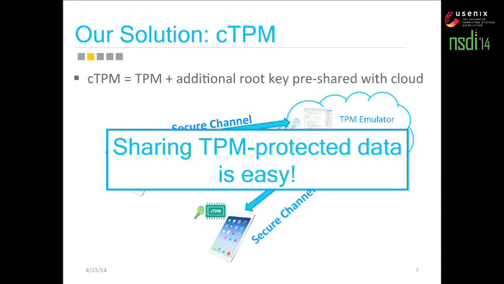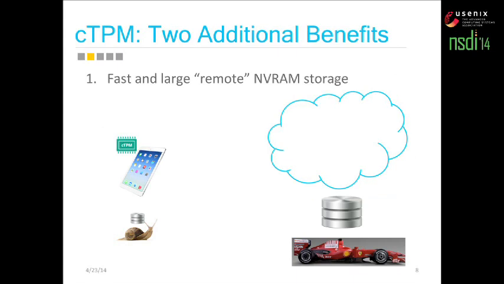With these shared root keys, we can enable a secure communication channel between each pair of cTPM device and the TPM emulator. With the established secure communication channel and the help of the cloud, now sharing TPM-protected data becomes easy. What's more, in fact, with this established secure channel, the cloud could further provide 2 extra features to the cTPM chip.